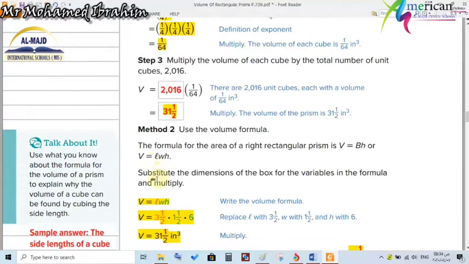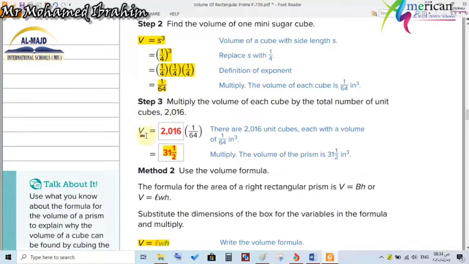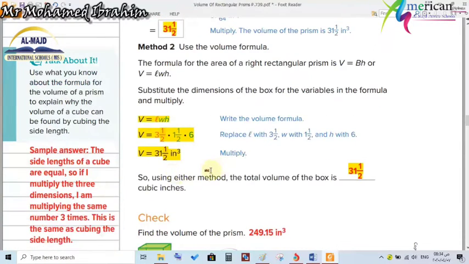If you want a challenge, you can find how many sugar cubes we can put in this box by dividing 31.5 over the volume of each sugar cube, which is 1/64. You will know how many sugar cubes the box can contain.